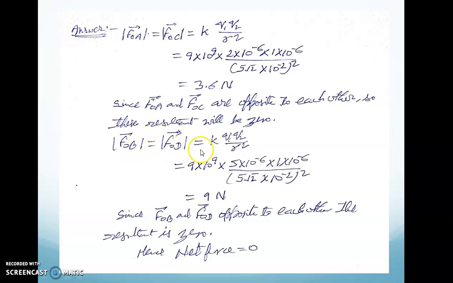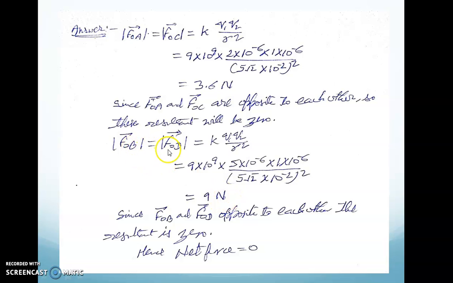Similarly, FOB and FOD will be equal to K Q1 Q2 by R square. Substitute the value 9 into 10 to the power 9. First charge is 5 into 10 to the power minus 6. Second charge is 1 into 10 to the power minus 6. Then this distance square, after calculation it becomes 9 Newton.